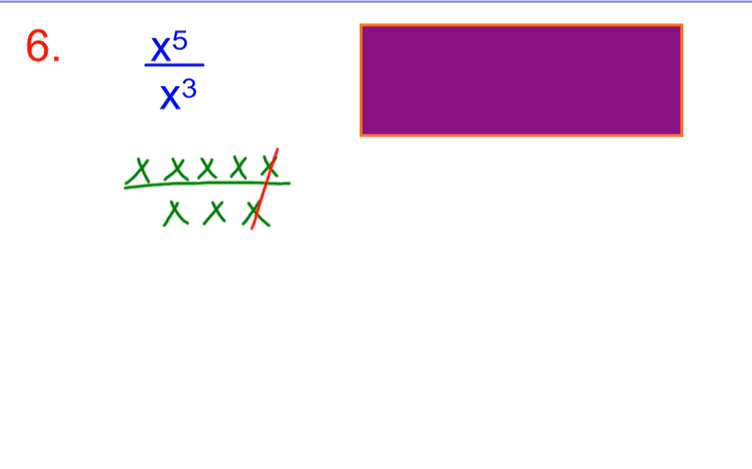X divided by x is 1. X divided by x is 1, x divided by x is 1. A lot of times students will say that you cancel them out. Really, they divide into 1. So timesing by 1 is not going to change anything. And what I'm left with here is an x squared.